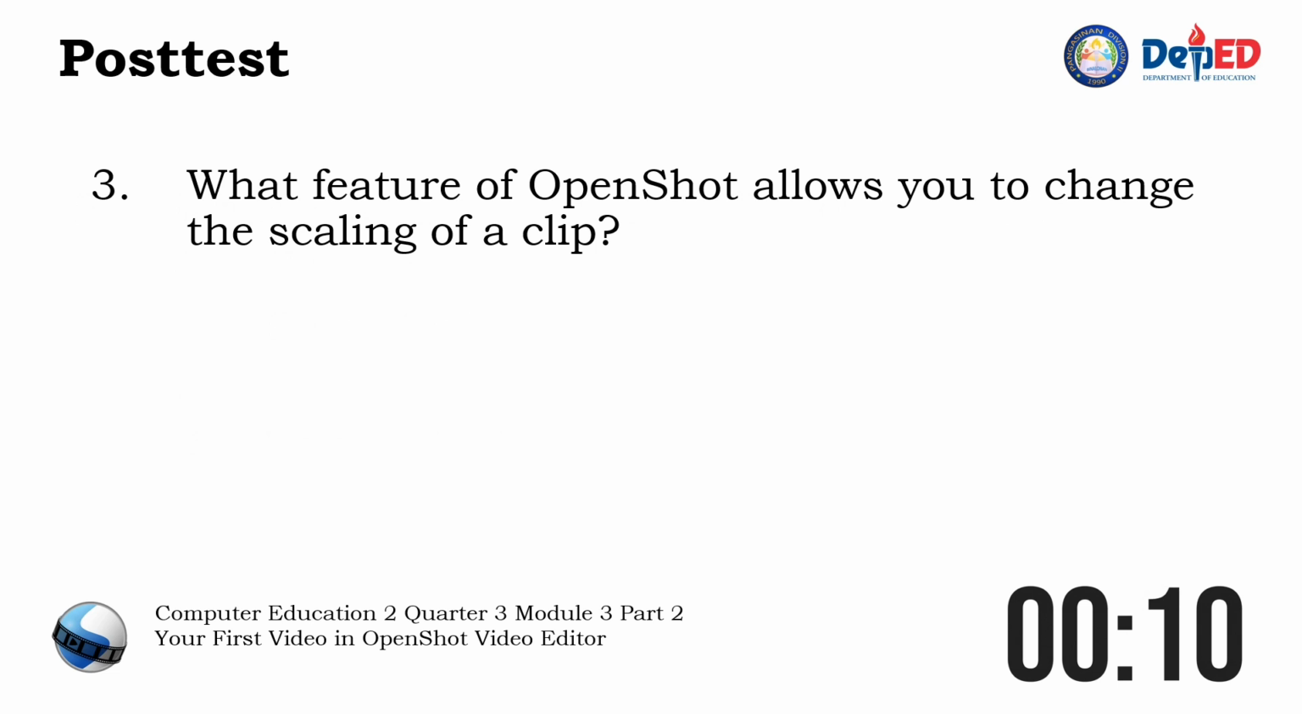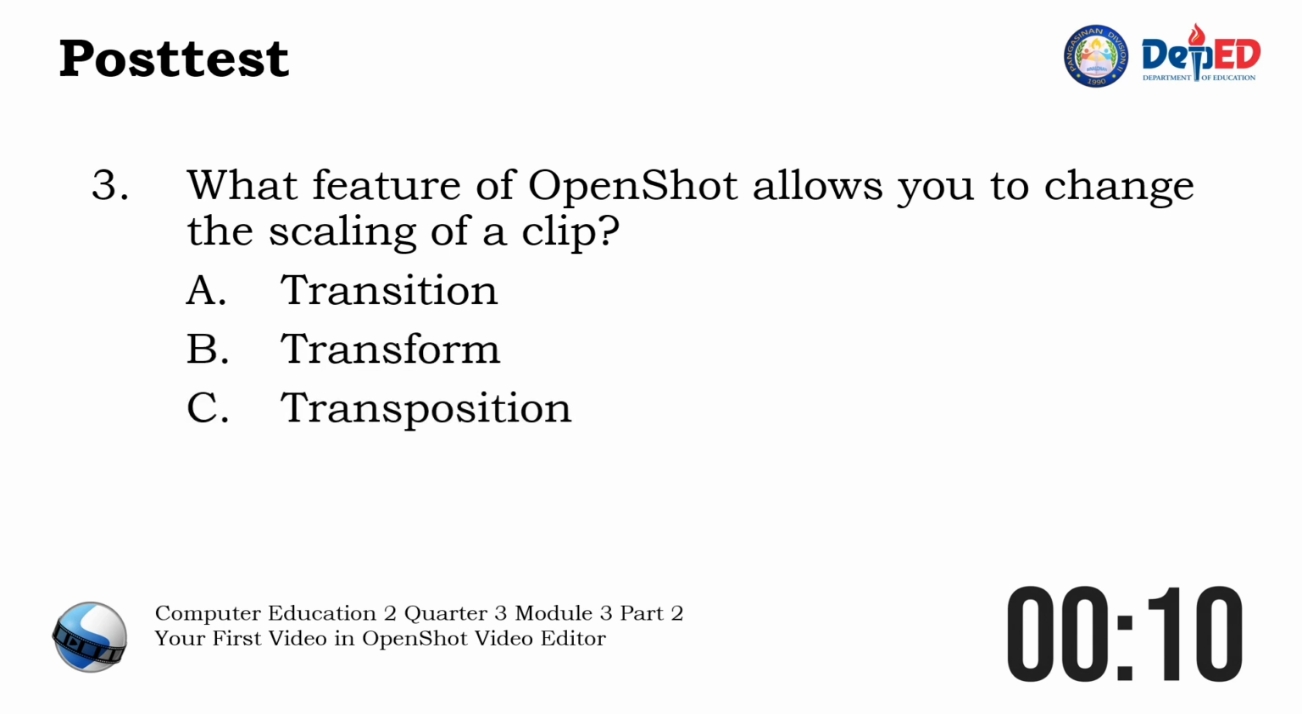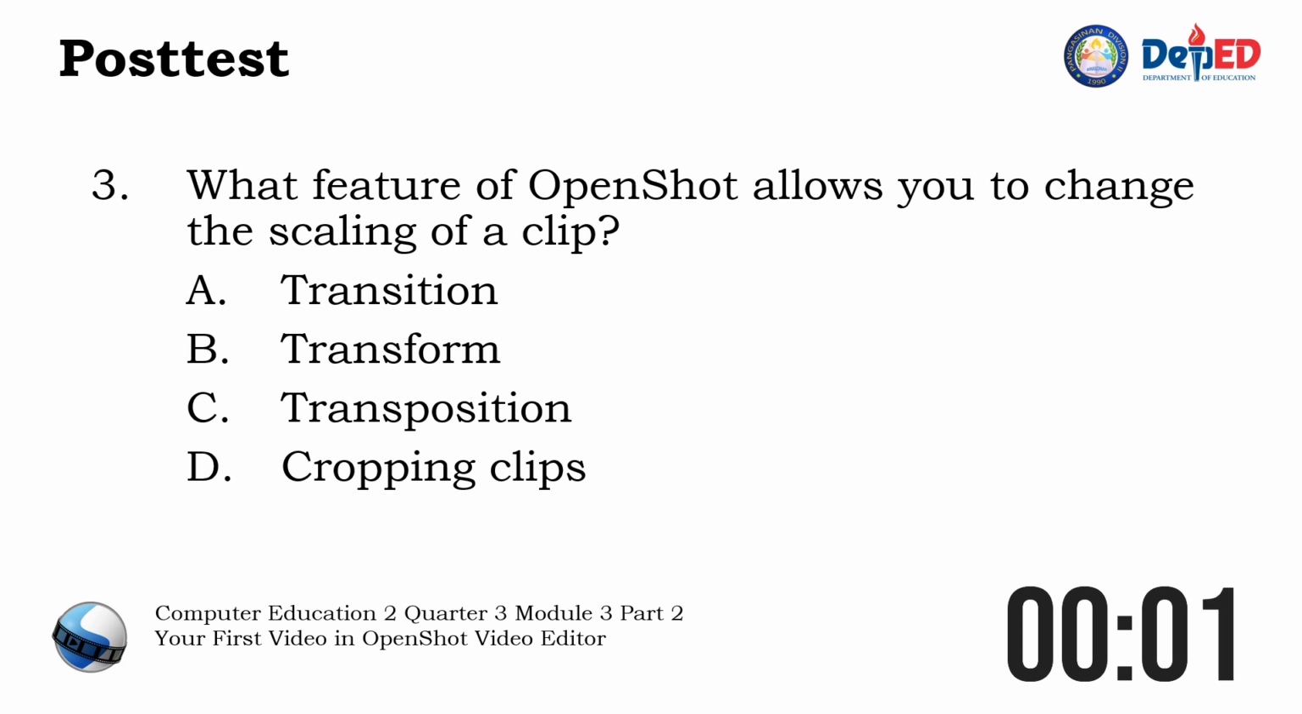3. What feature of OpenShot allows you to change the scaling of a clip? A. Transition. B. Transform. C. Transposition. D. Cropping clips. If your answer is B, then you are correct.